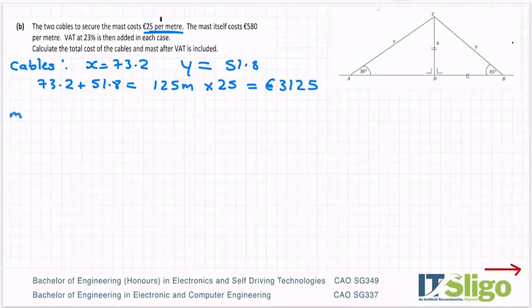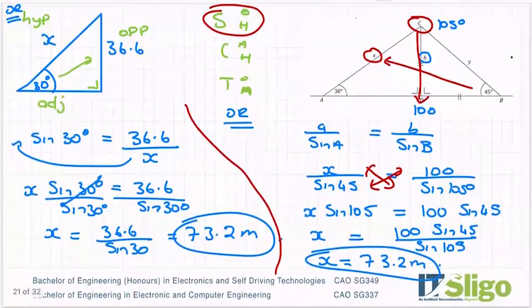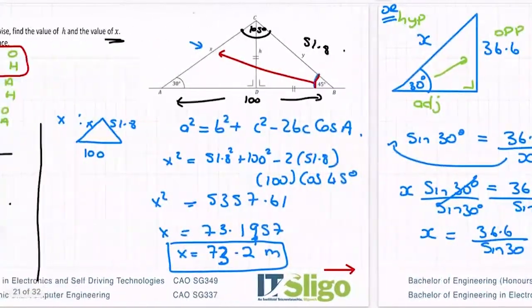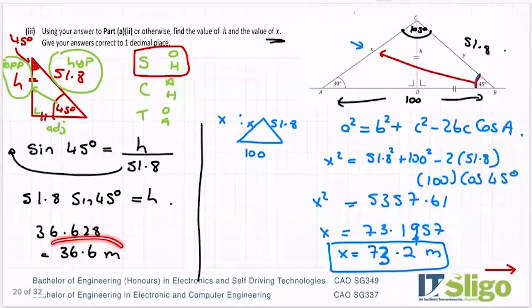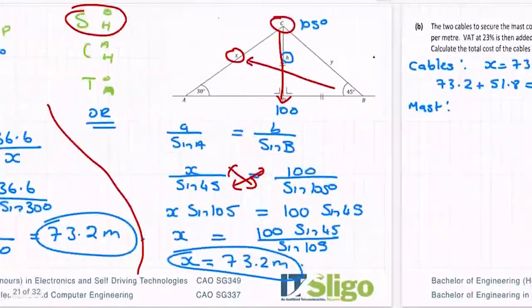Oh, so the mast is dear. So let's go back and get the height H to see how many meters I had, because this is 580 per meter. So what was H? 36.6.